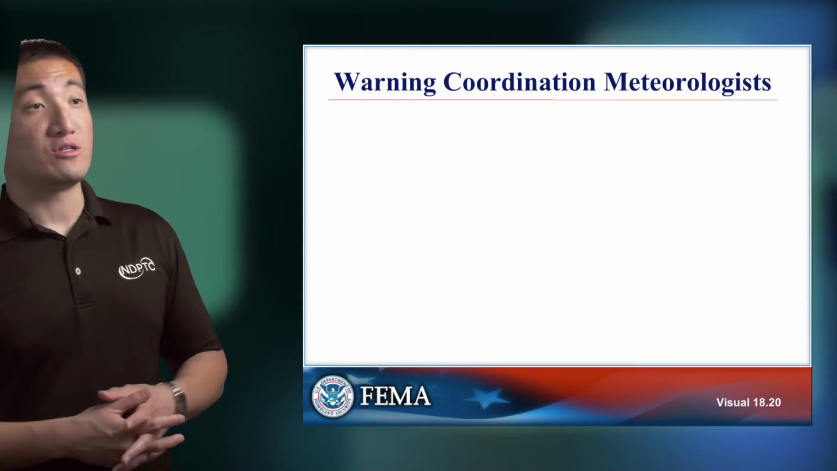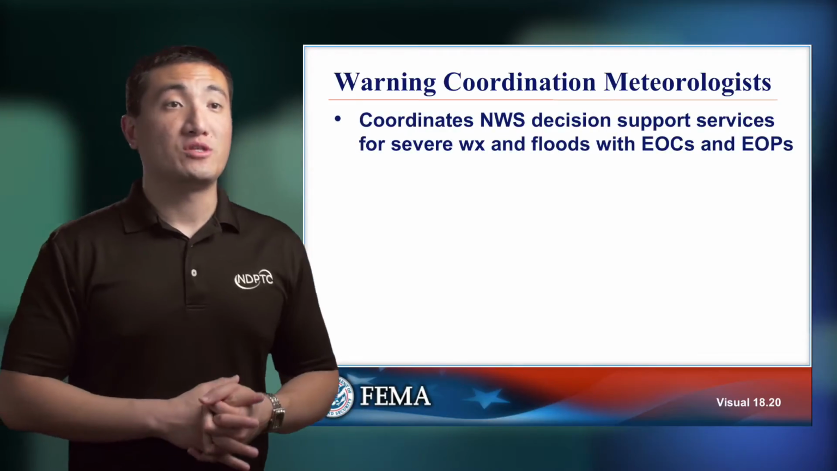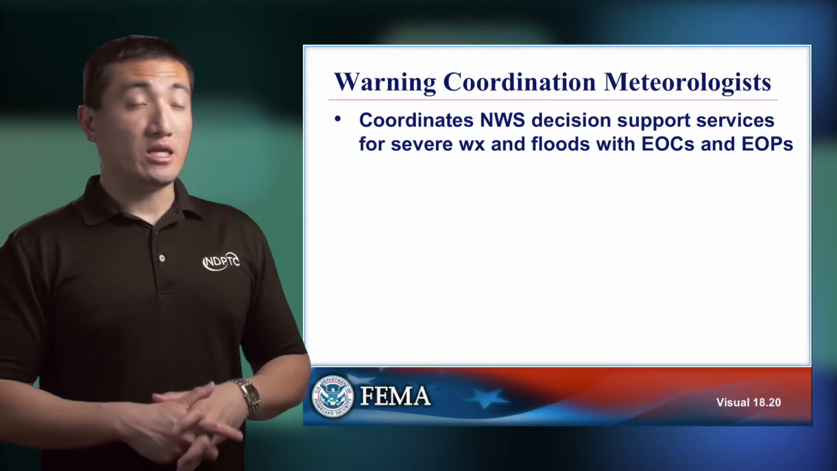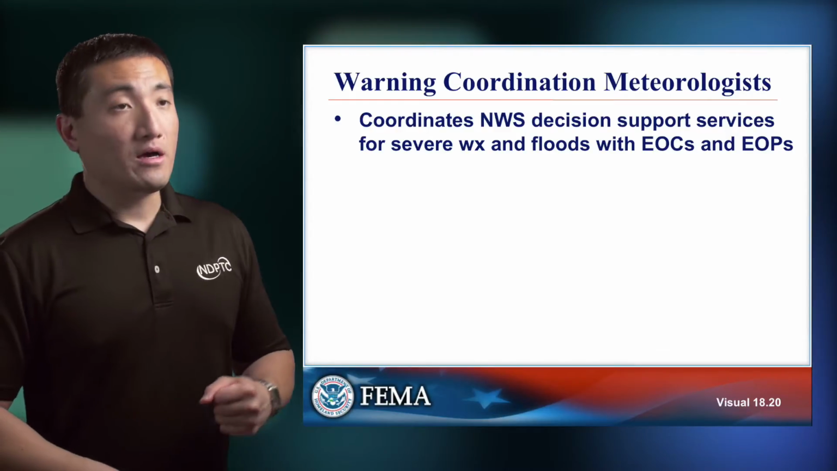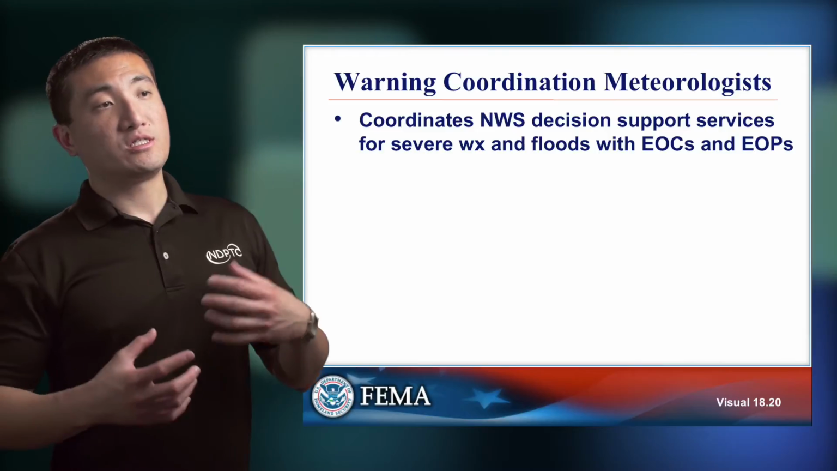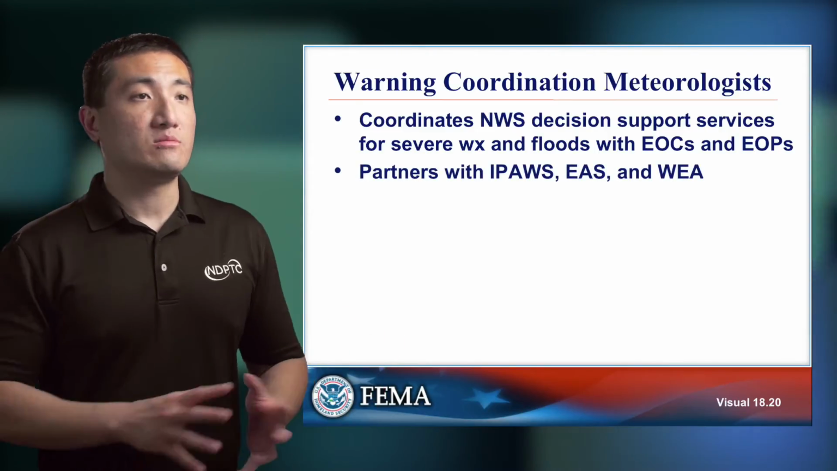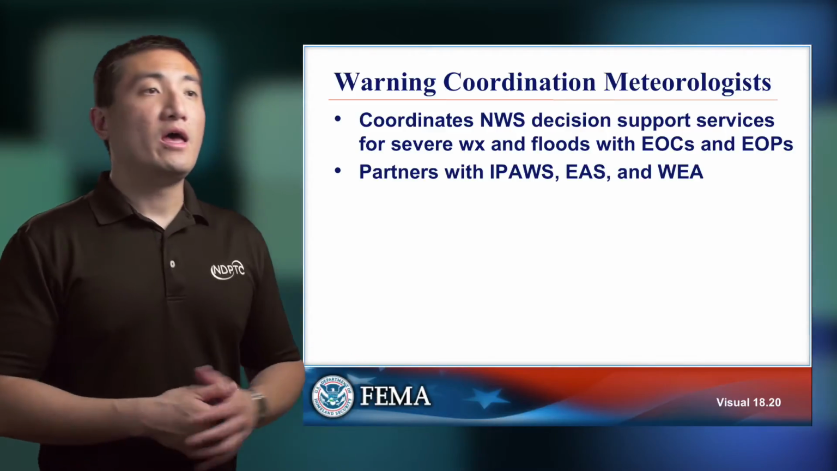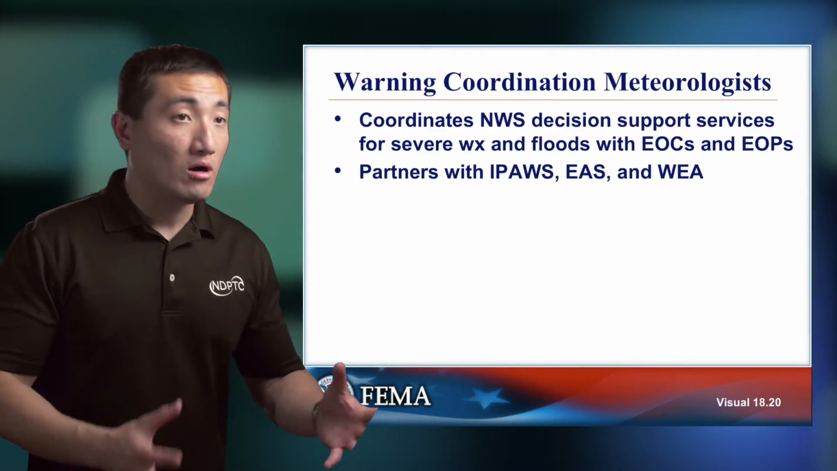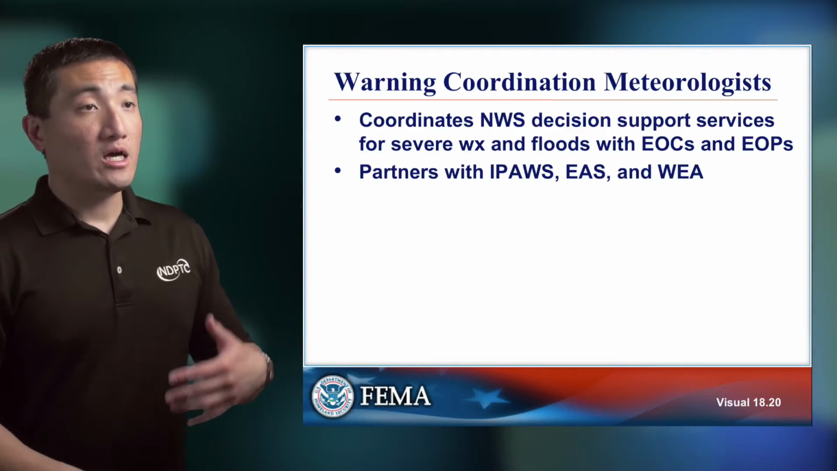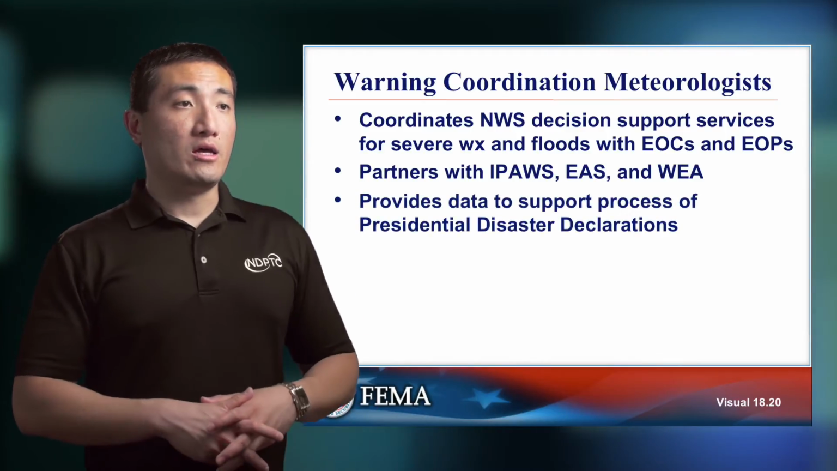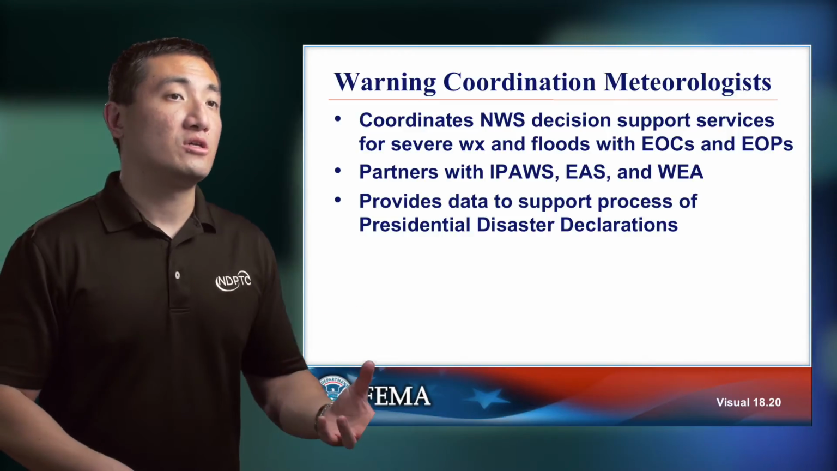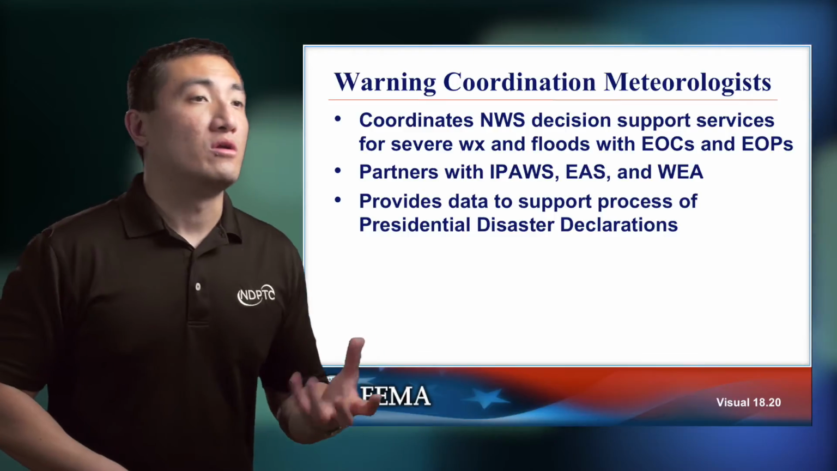So the warning coordination meteorologist, WCM, coordinates the National Weather Service decision support services for severe weather and floods within EOCs and EOPs. The process in which this is done includes a lot of different mechanisms. Essentially, the WCM is the liaison between the National Weather Service and other groups. So IPAWS, WEA, EAS, all of these systems and processes such as presidential disaster declarations, the WCM helps with decision support in all of these areas.